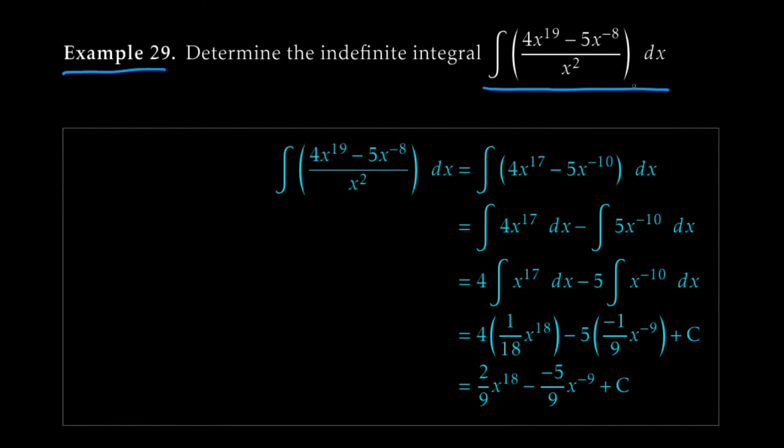This does not look like something we're ready to handle, but it turns out we are. So the idea here is that I can take 4x to the 19th minus 5x to the negative 8th over x squared, and I can convert it into something a little bit easier to deal with. So think of it like this. 4x to the 19th minus 5x to the negative 8th over x squared.